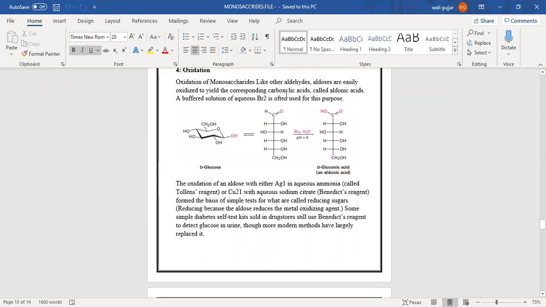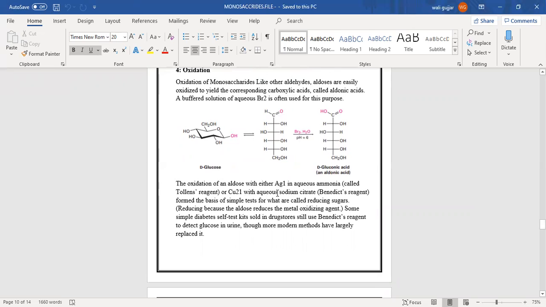Oxidation of monosaccharides: like other aldehydes, aldoses are easily oxidized to yield the corresponding carboxylic acids called aldonic acids. In this reaction, D-glucose forms aldonic acid in the presence of bromine water at pH 6.